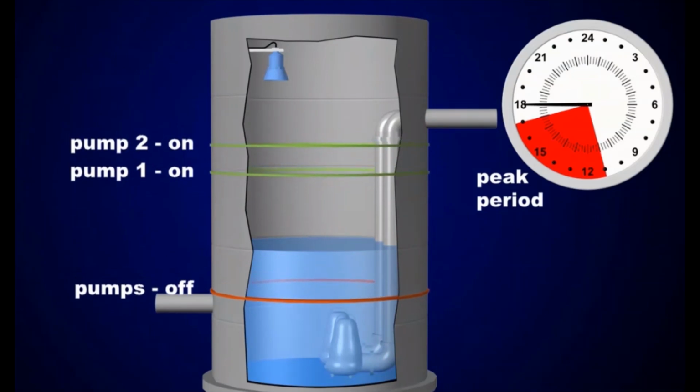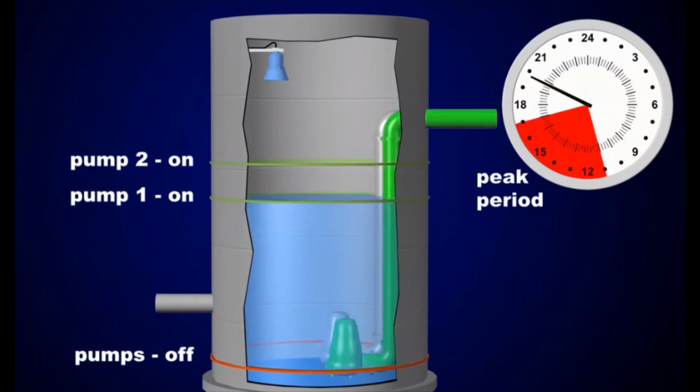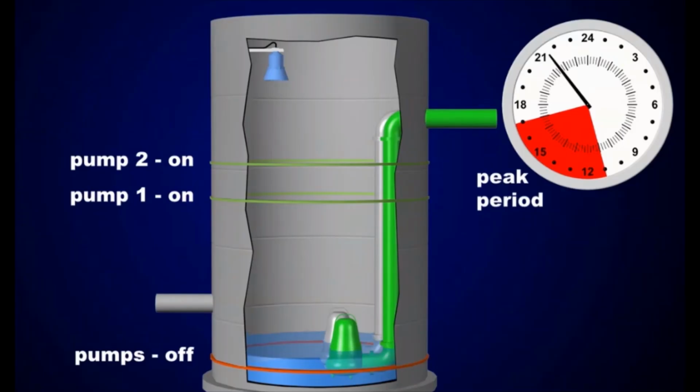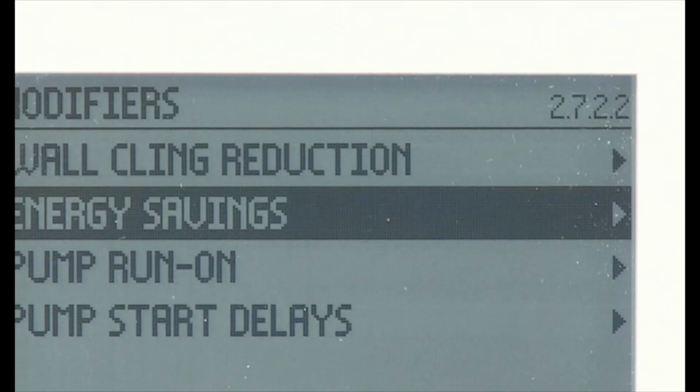When the peak period ends, the pump set points return to the normal off-peak settings. The SITRANS LT500 can have up to 5 different peak time intervals, so even when the peak chart goes from this to this, the SITRANS LT500 can still save money.